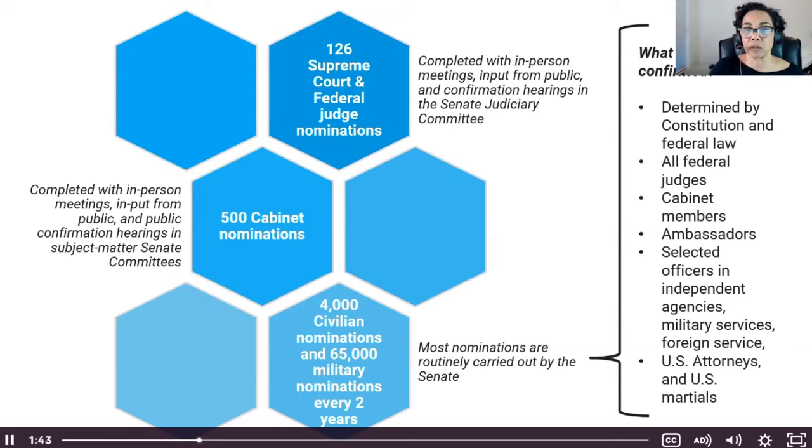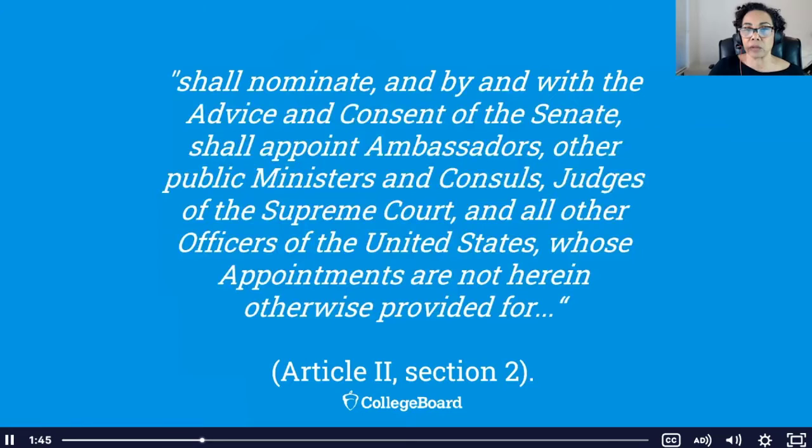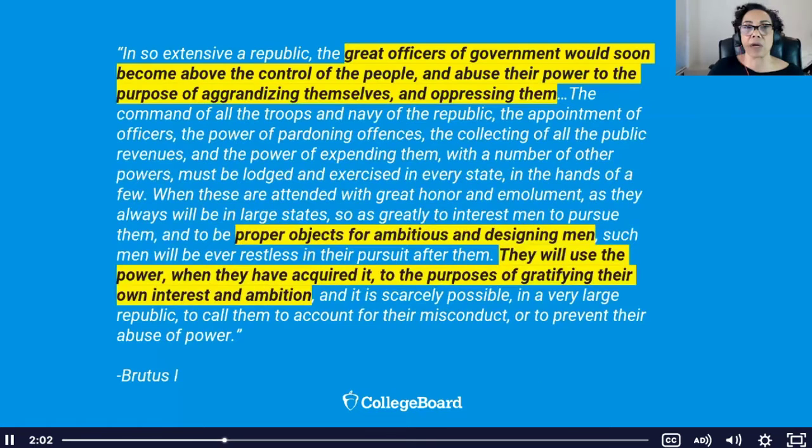All right, we're in Article 2, Section 2, where it just gives us the power that is associated with the president's ability to do these nominations here. And we have Brutus 1, where there are some highlighted parts that are of concern to the anti-federalists, in that they thought that the president's ability in this area would just be so great that it would just be another reason not to have a president.